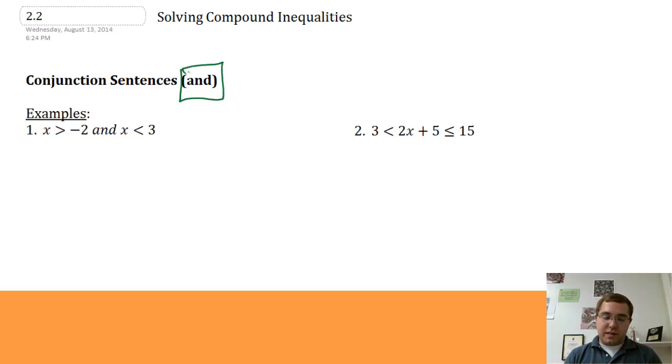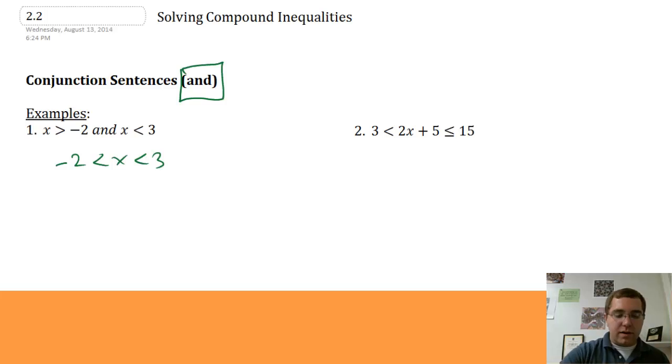But what number 2 is really saying is 3 is less than 2x plus 5 and 2x plus 5 is less than or equal to 15. But we just scrunch it all together and put that 2x plus 5 in the middle. We could do the same thing with number 1. We could rewrite it. What it's saying is negative 2 is less than x, which is less than 3. If x is greater than negative 2, then negative 2 is less than x, and x is less than 3.